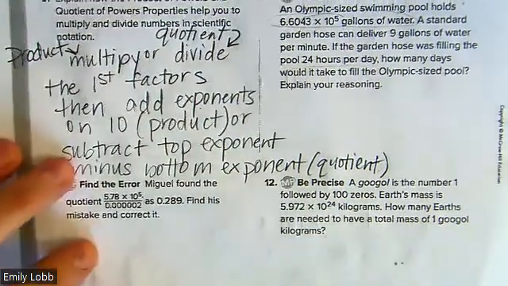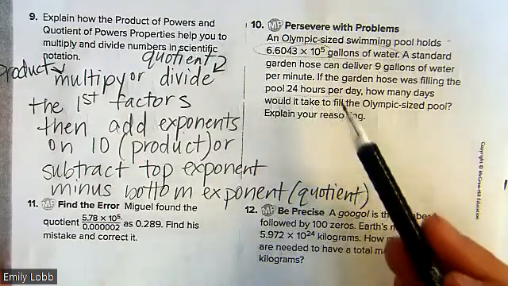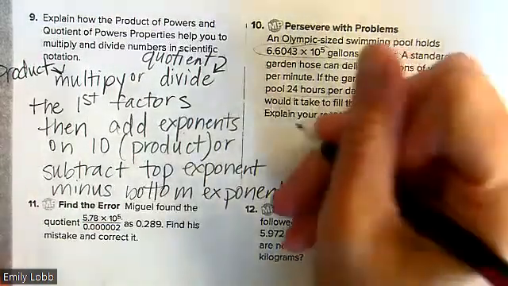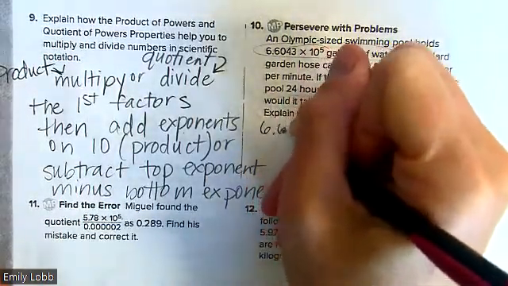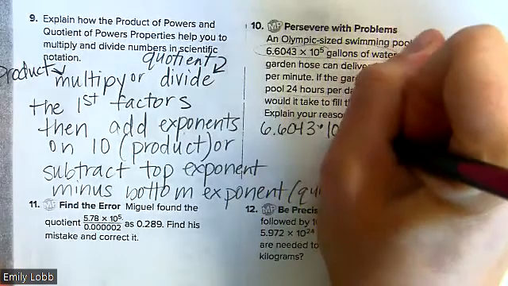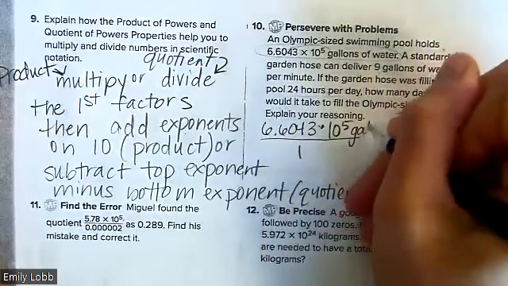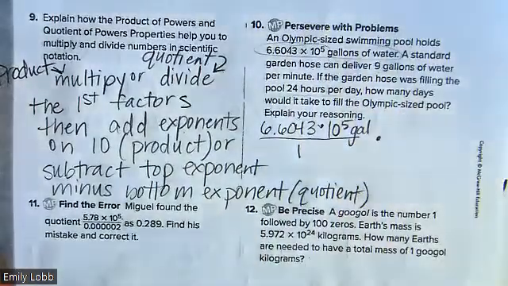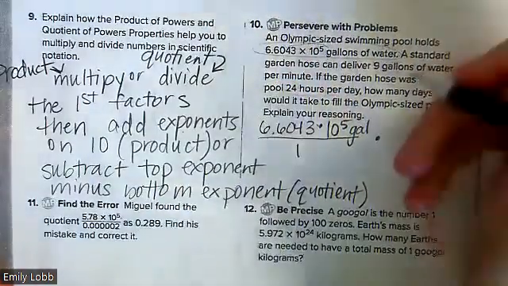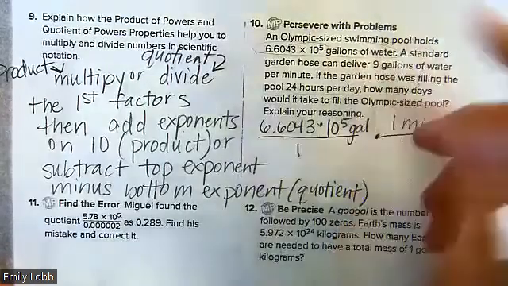All right. So what I would do is, I want minutes and I want to get rid of gallons of water. So I would write this as 6.6043 times 10 to the 5th, and I would write it over 1. This is gallons. And then I would be multiplying by, this is per minute, so I'm going to flip it around: for every 1 minute, how many gallons will be filled? 9 gallons.